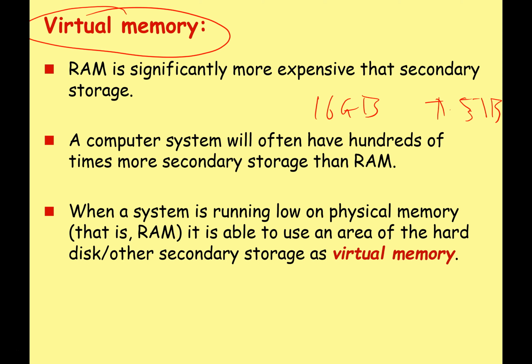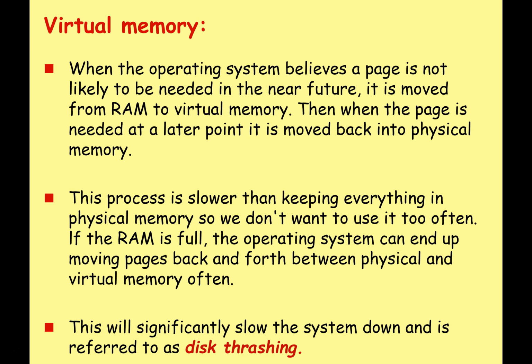When a system is running low on physical memory, by that I mean RAM, it is able to use an area of the hard disk or other secondary storage as virtual memory. When the operating system believes that a page of data is not likely to be needed in the near future, it can be moved from RAM to virtual memory. Then when the page is needed at a later point, it can be moved back into physical memory. So this is a key idea here, this idea of constantly switching these pages from RAM into the secondary storage in virtual memory and back again.